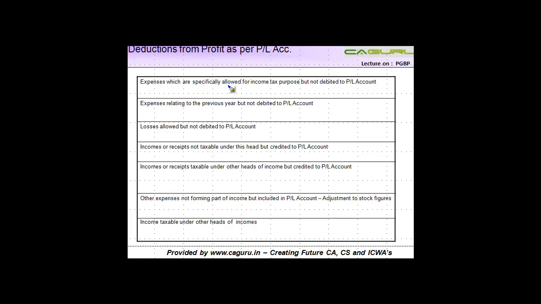Expenses which are specifically allowed for income tax purpose but not debited to the profit and loss account. There are not many of them, but fact of life is they are there. So let's say, for example, you are allowed 100% depreciation on a particular item. Okay? But you claimed only 30% because the accounting laws ask you to do 30%. Then this balance 70% is something which is allowed for income tax purposes, but you have not debited to the profit and loss account. Right? So expenses which are specifically allowed for income tax purposes but not debited to the profit and loss account.